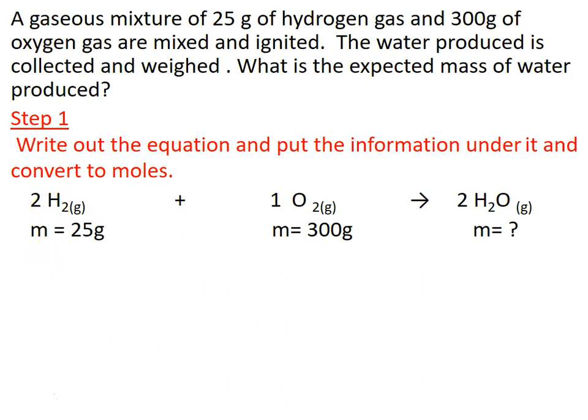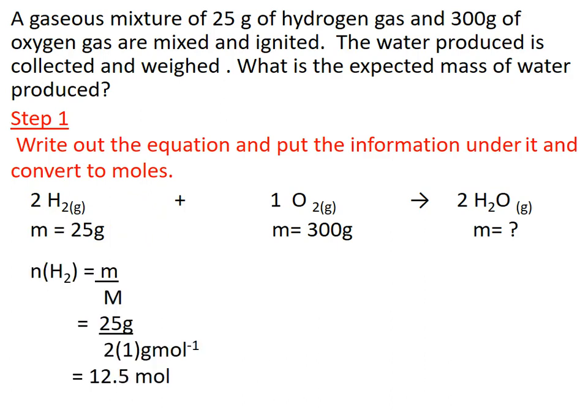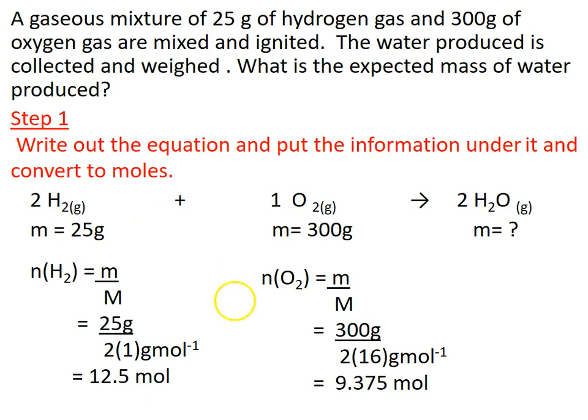So we need to turn these masses into moles, so we're actually comparing the amounts. You can read these as individual molecules: 1 molecule reacts with 2 molecules, or you can read them as moles. 1 whole mole of these molecules will react with 2 whole moles of these molecules. So we need to turn the masses into moles to take account of the size of the atoms.